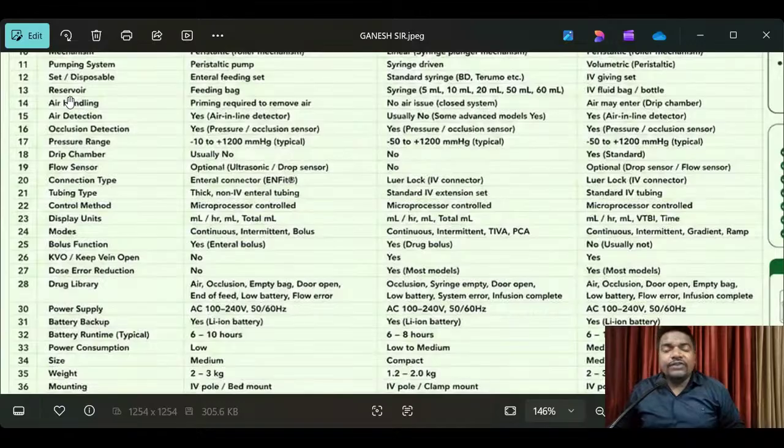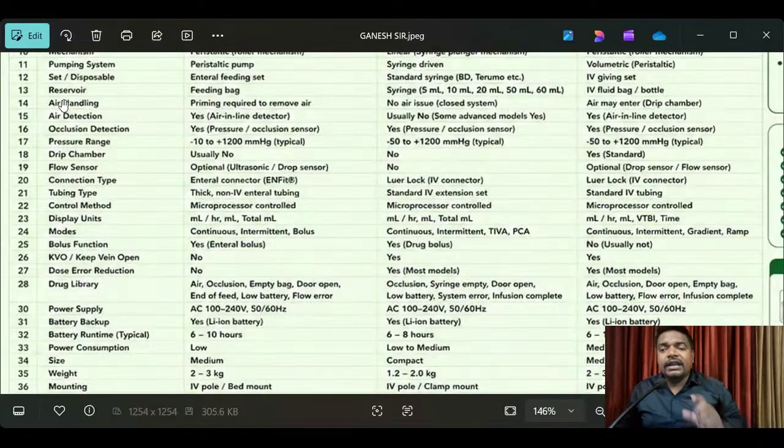So if you know all these things, then you can give advice to any hospital management who asks you as a biomedical engineer. Many hospital managements will ask you, you are a biomedical engineer with that much skill, so which type of syringe pumps, infusion pumps, and feeding pumps can I take? Then you should be capable. If you know all these comparisons, then you can give the advice, yes, you should take this one.